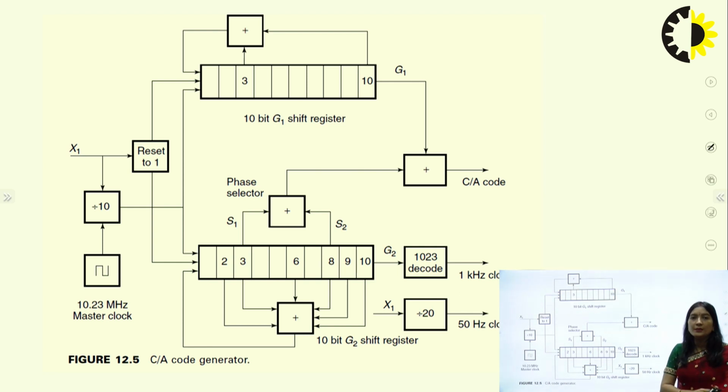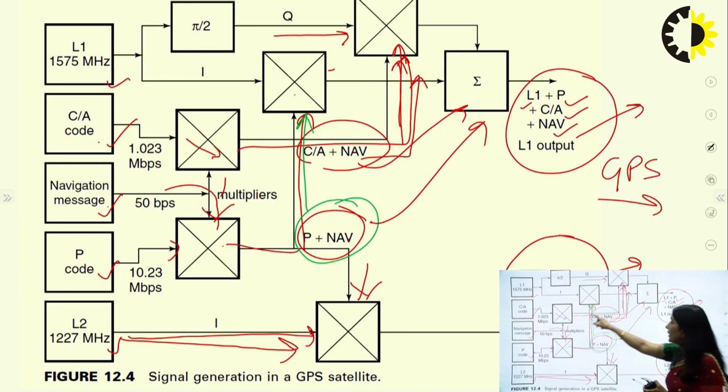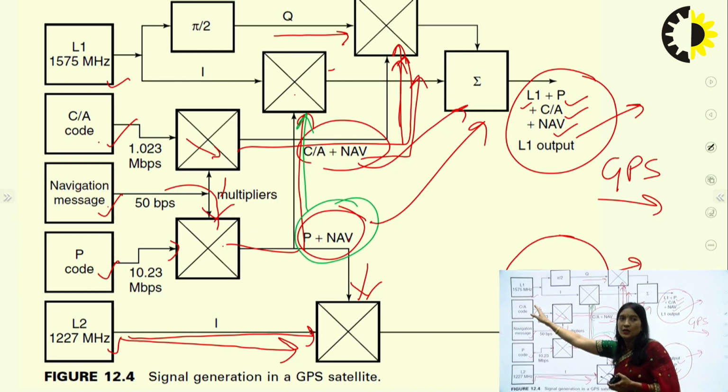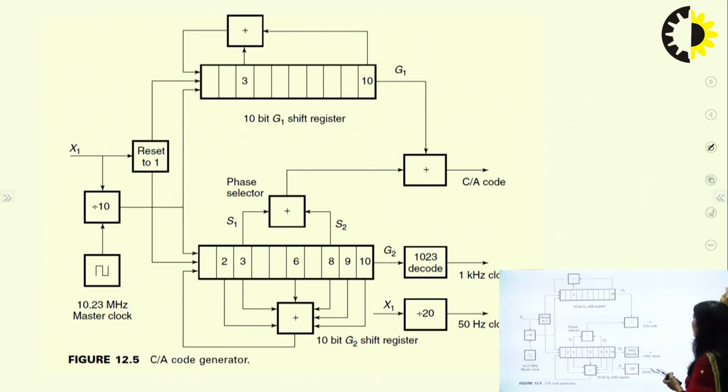Now coming to the C/A code generator. How the C/A code is generated in a GPS satellite. So we have discussed the navigation principle. We have discussed how the signals, the L1 and L2 signals, are generated. Now we are coming to how the code is generated, the C/A code. See, here I have taken this C/A code block as it is. So now I am coming to the background of how this C/A code is generated.